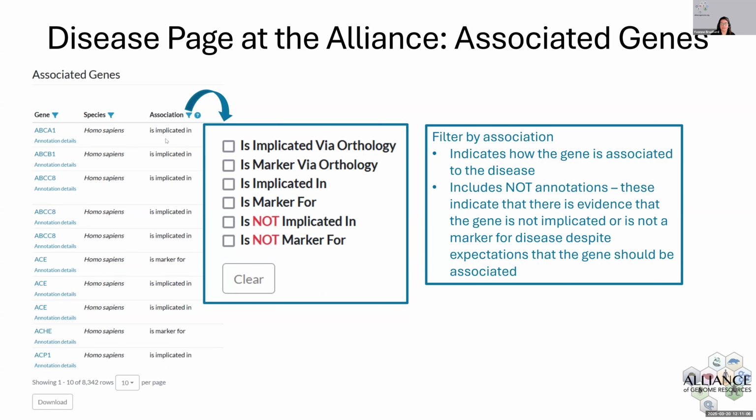All right, the third column here is the association column. These associations indicate how the gene is associated to the disease. And we have is implicated via orthology, is marker via orthology, is implicated in, is marker for, is not implicated in, or is not marker for. I wanted to note that the not annotations indicate that there is evidence that the gene is not implicated or is not a marker for a particular disease, despite expectations that the gene should be associated.